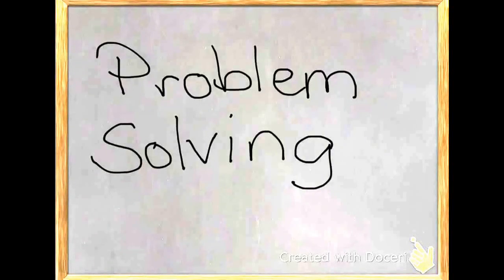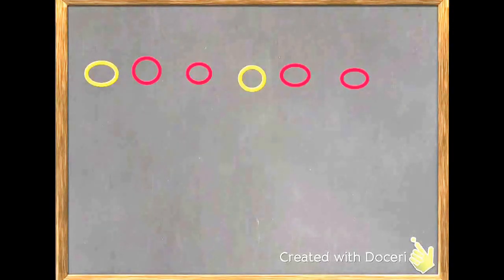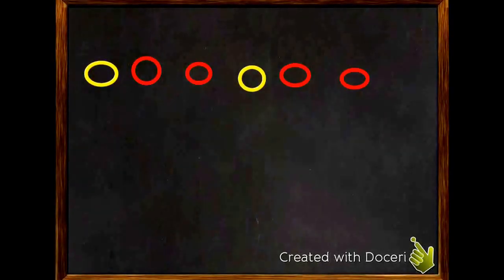In the past, we have learned different strategies to use while problem solving. We've talked about using a picture, drawing a picture, or using a chart. Today, we're going to work on using a table, making a table, and looking for a pattern. We have used patterns in the past to solve problems.